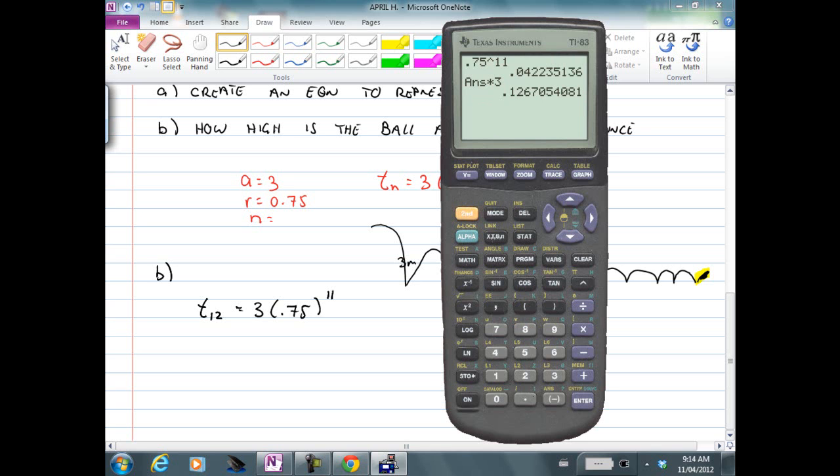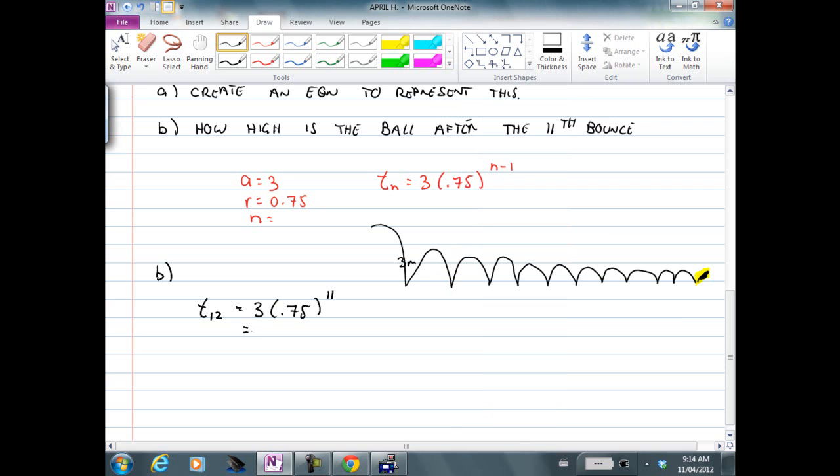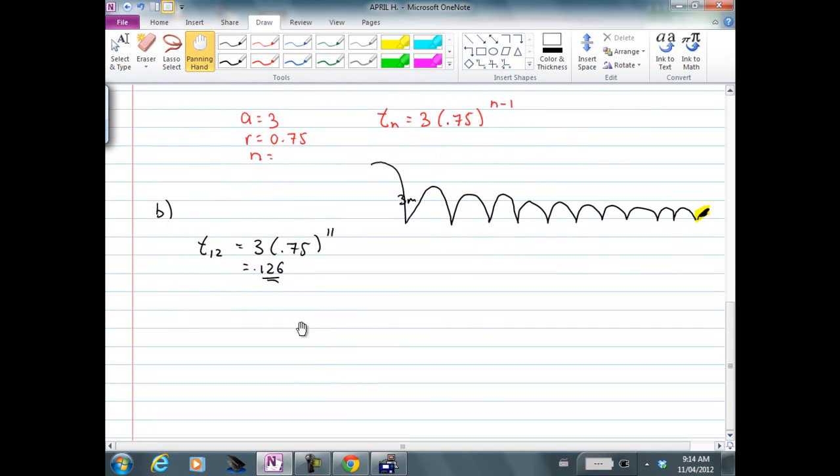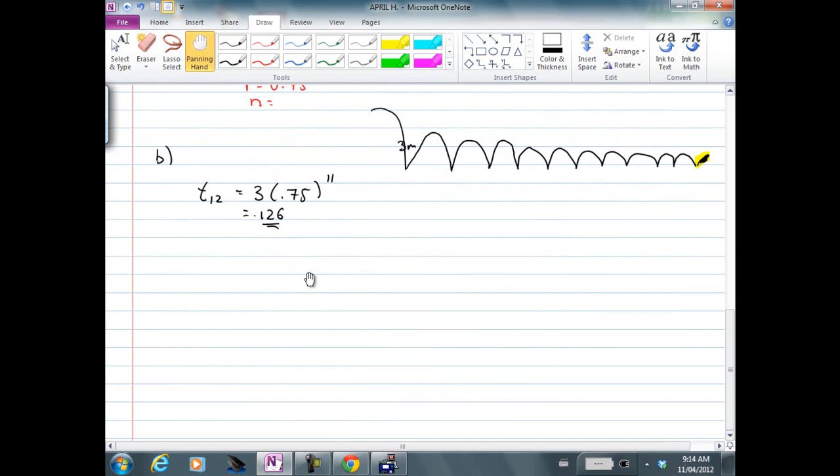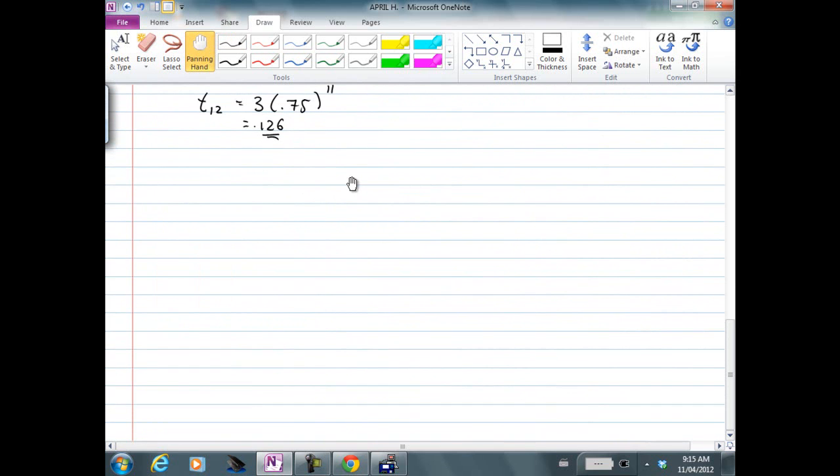0.126. So the ball is at 0.126 right now. Voila. And that's how high it is. Next question. A bit more challenging. You probably won't be able to do this because you need to know another trick, but for logs. Next, I'm going to give you something like this.